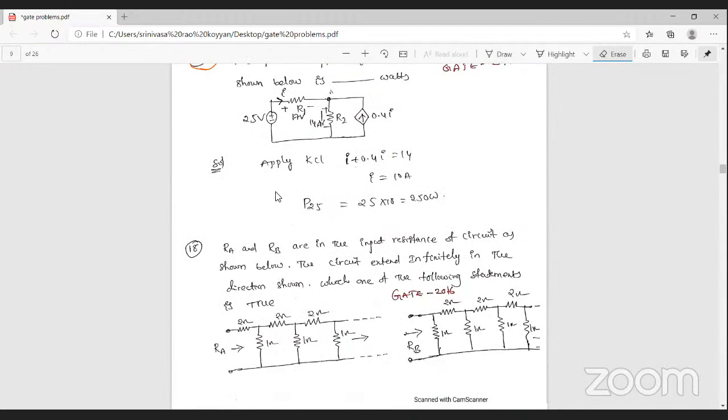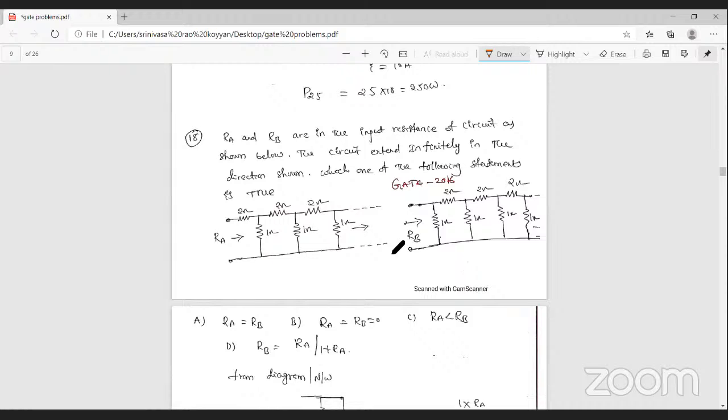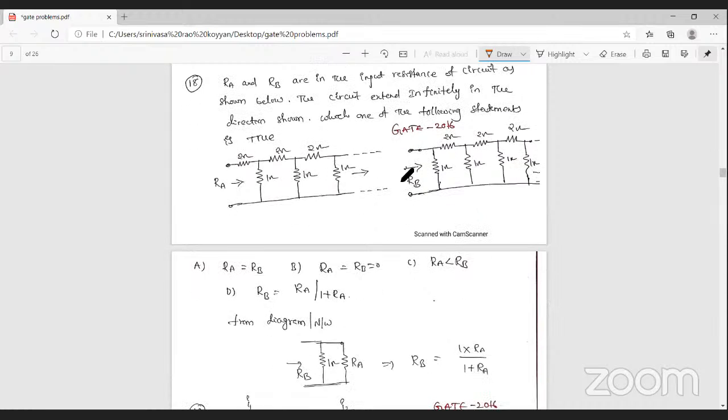Next one, problem number 18. Here RA and RB are the input resistances of the circuit shown below. The circuit extends to infinity in the direction shown in the figure. What is the relation from the given statement? Which statement is correct among option A, option B, option C, option D?